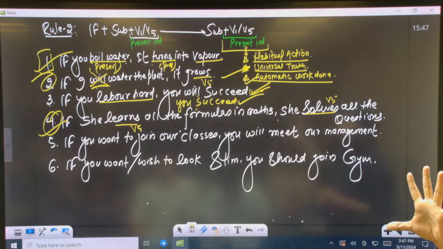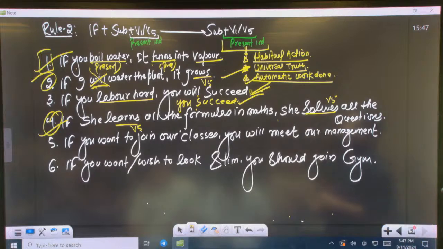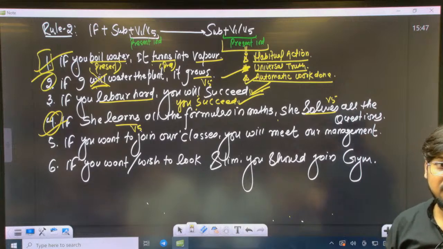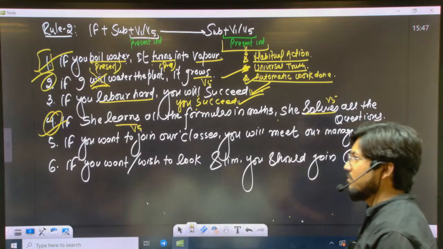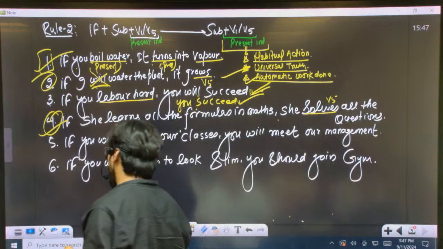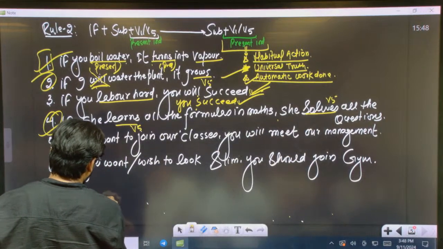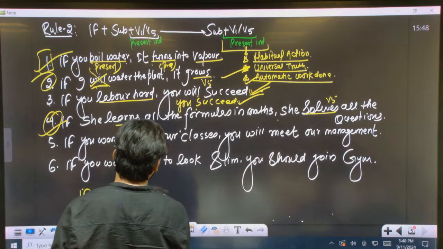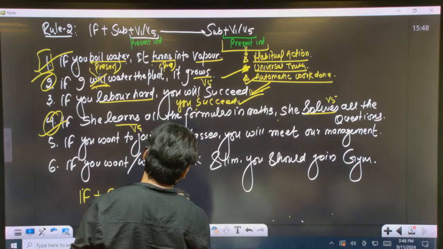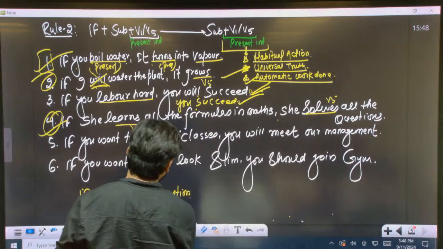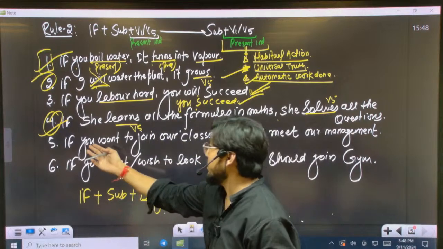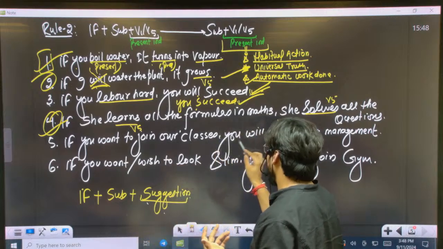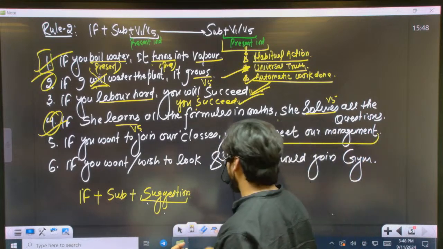Question number 5. If you want to join our classes, you will meet our management. Is the sentence correct? Now come to the point. If your sentence starts with if and subject, and if you want to suggest something, the sense of suggestion will be given. Like this. If you want to join our classes, this is like a suggestion, right? No. This is your suggestion here. Just wait.